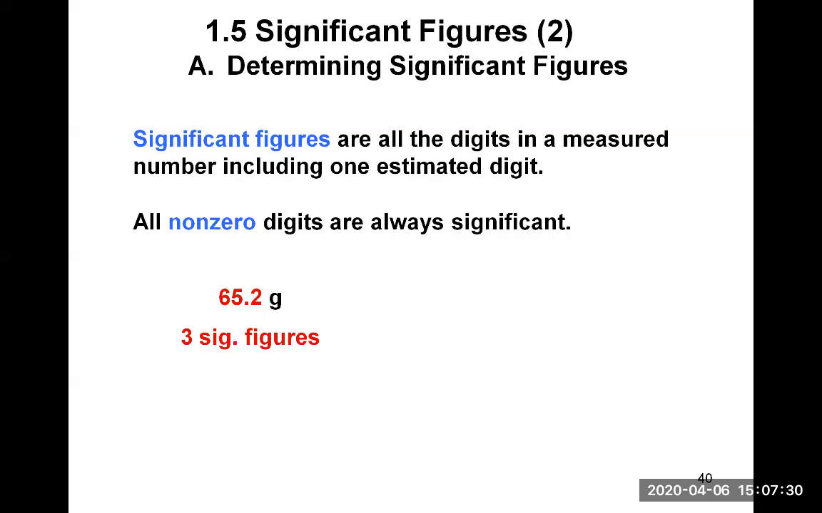65.2 grams, for example, has 3 significant figures. The 6 is meaningful, the 5 is meaningful, the 2 is meaningful. Another example, 255.345 grams, this number would have 6 significant figures because all the digits are significant. So 3 to the left of the decimal point plus 3 to the right of the decimal point, that's 6 significant figures in that number. So non-zero digits are always significant.